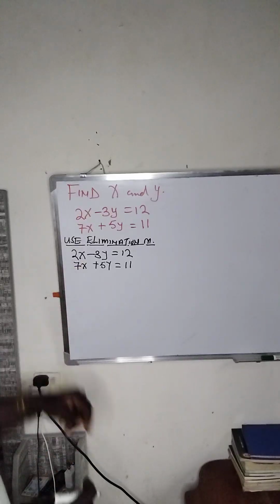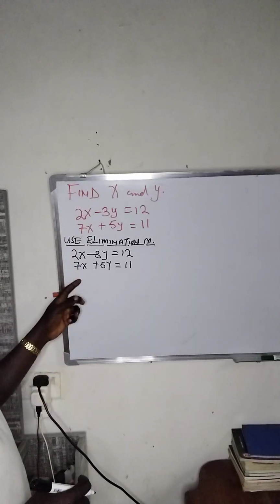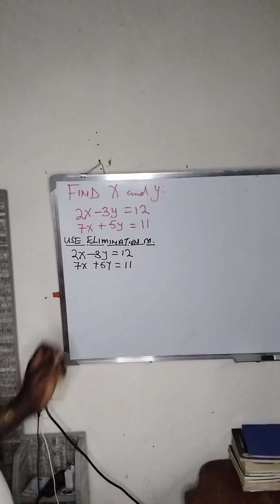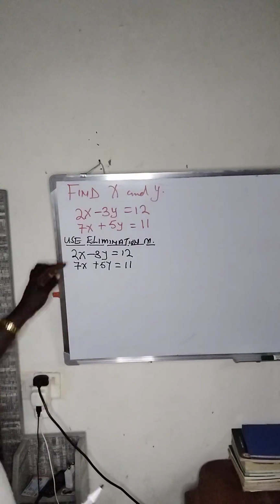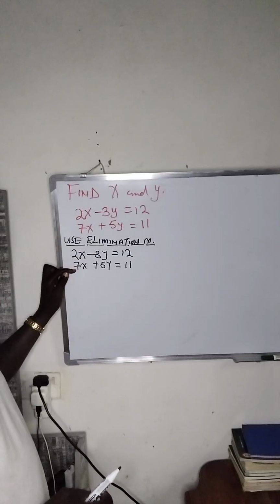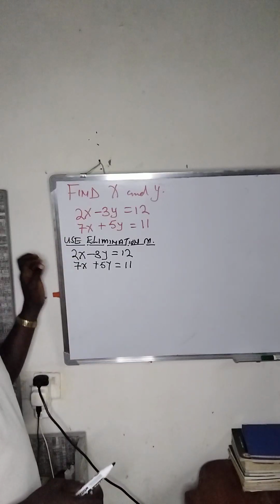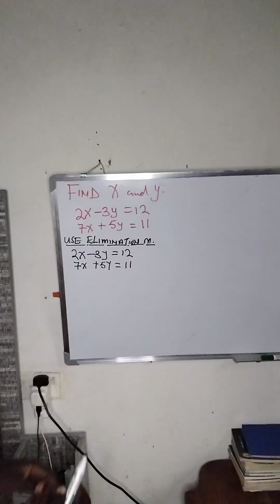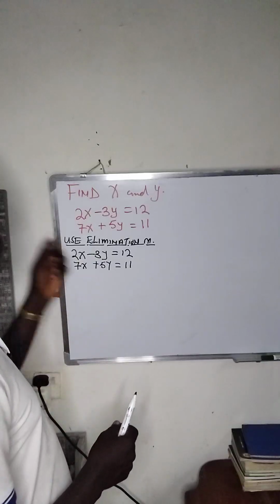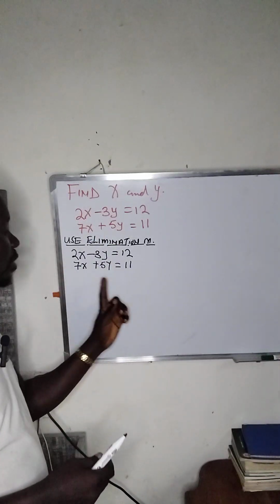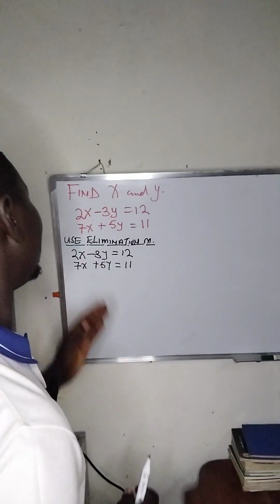Now from this point, what we always do when we are eliminating is look at these numbers. For example, if we need to eliminate the value of x, you make sure the coefficient of x is the same in both equations, such that you will be eliminating that value of x. If you need to eliminate the value of y, you make sure the magnitude of the coefficient of y is also the same. How can we obtain that?